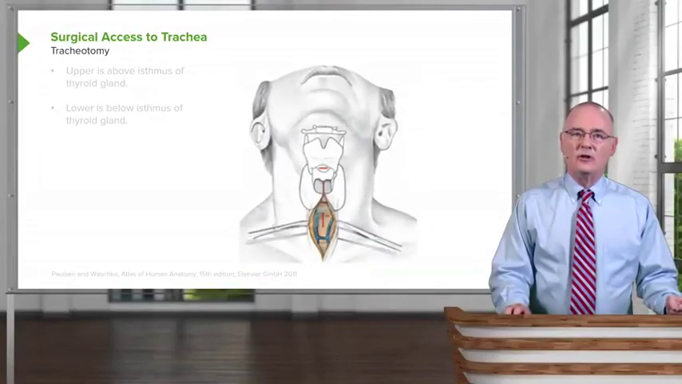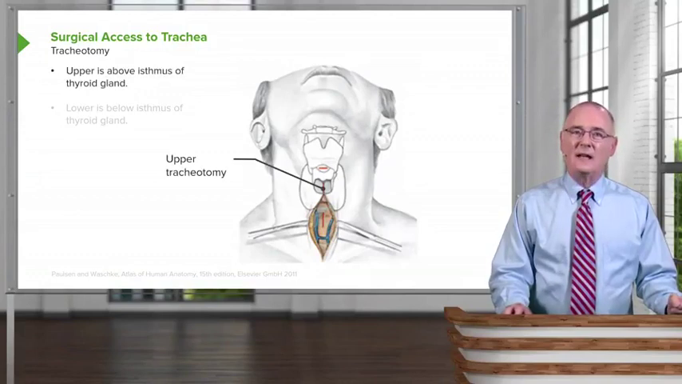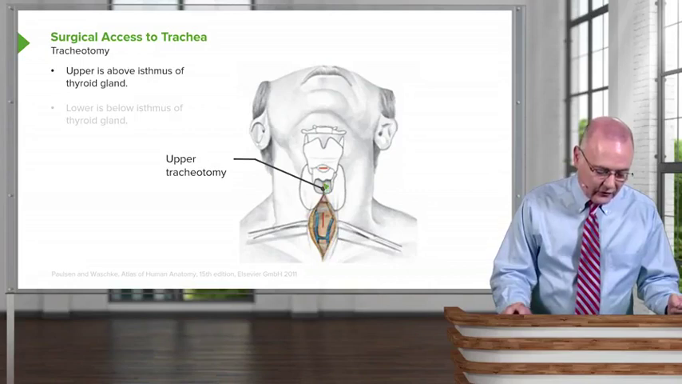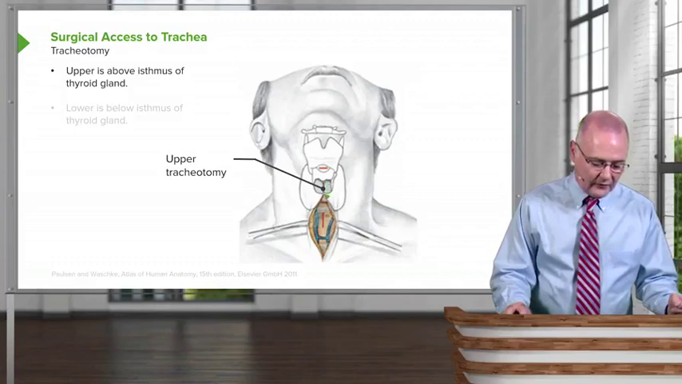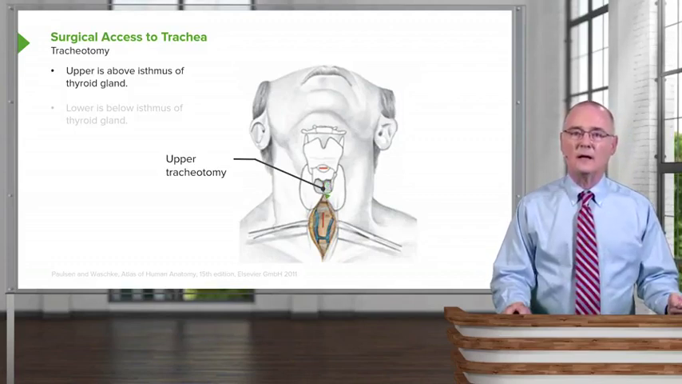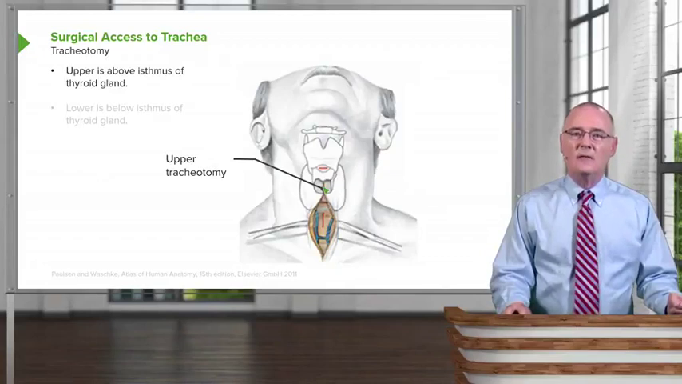The other approach is the tracheotomy, and there's an upper one and a lower one. Let's take a look at the upper tracheotomy first. This is a vertical incision, and it is going to run in this area of the anatomy between the inferior aspect of the cricoid cartilage here and then the isthmus of your thyroid gland below. And then that will provide surgical access to the trachea in this space.